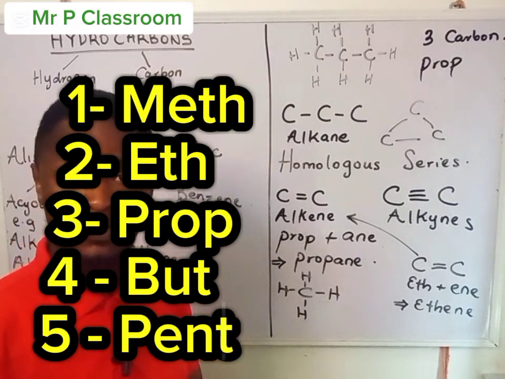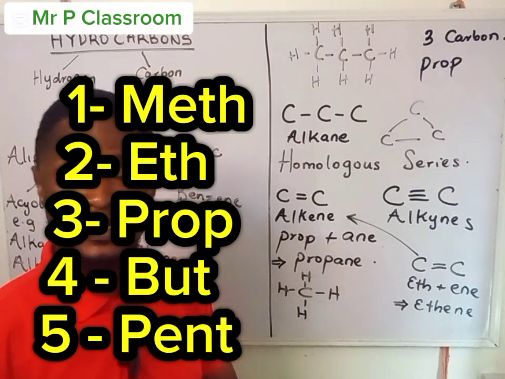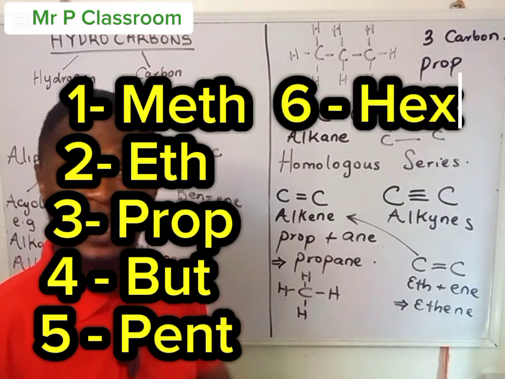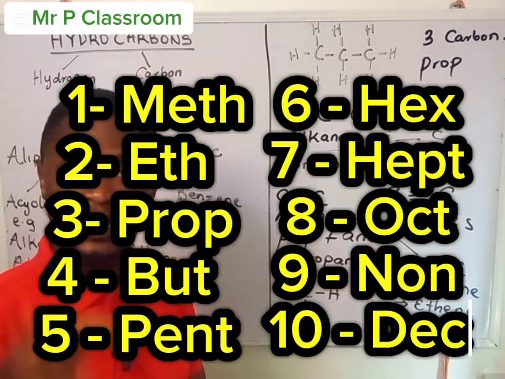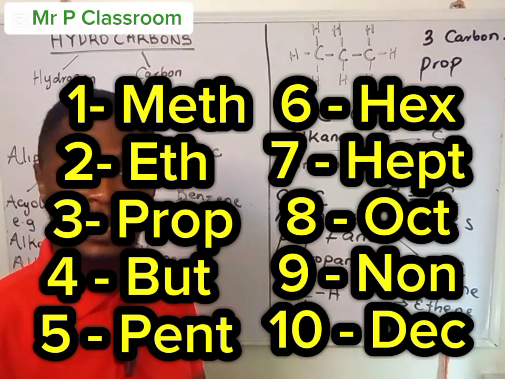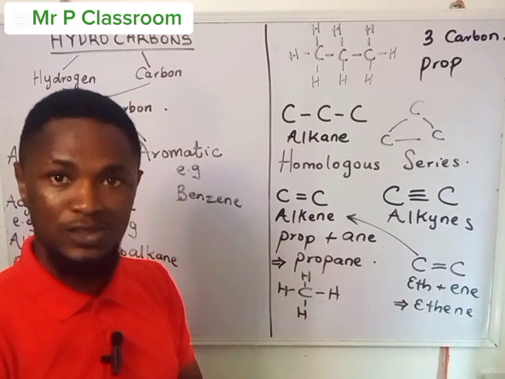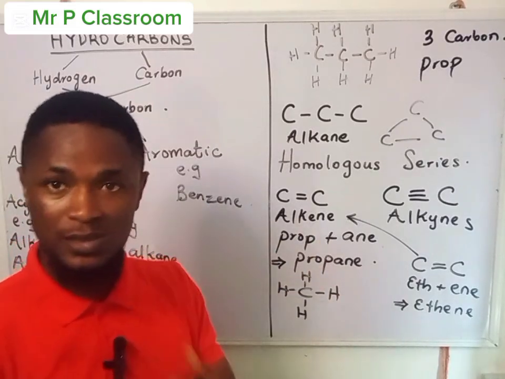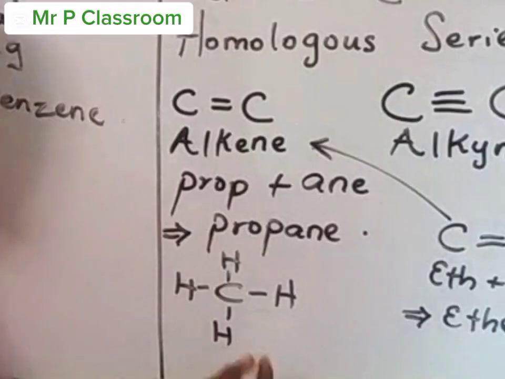If it is 4 carbons, the prefix is but. If it is 5 carbons, the prefix is pent. If it is 6 carbons, hex. 7 carbons, hept. 8 carbons, oct. 9 carbons, non. 10 carbons, dec, and so on and so forth. So the prefix is fixed. It's just for you to know what homologous series. So if it is alkane, methane, like this is methane.